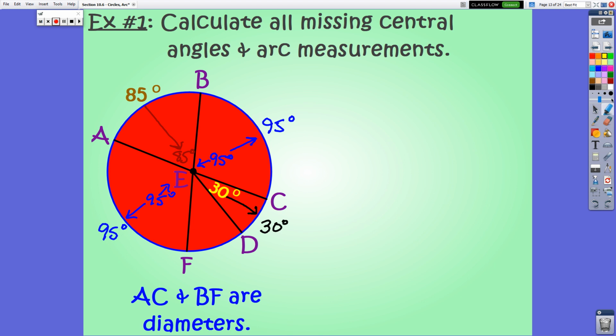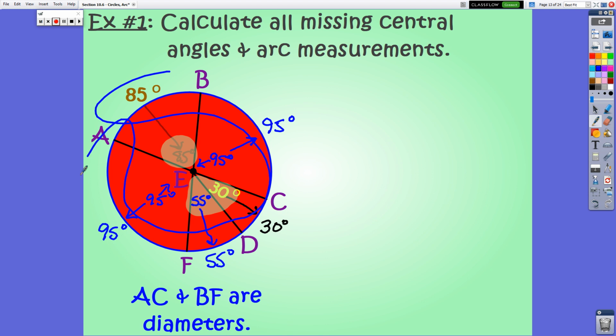Now, let's use some more vertical angles here. This 85-degree angle is vertical to really both of these angles here. And so if this angle's 30 degrees, then how much more would this central angle have to be to get a full 85? It would have to be 55 degrees. So if that's a 55-degree central angle, this will be a 55-degree arc. And now we've got all of our arcs.